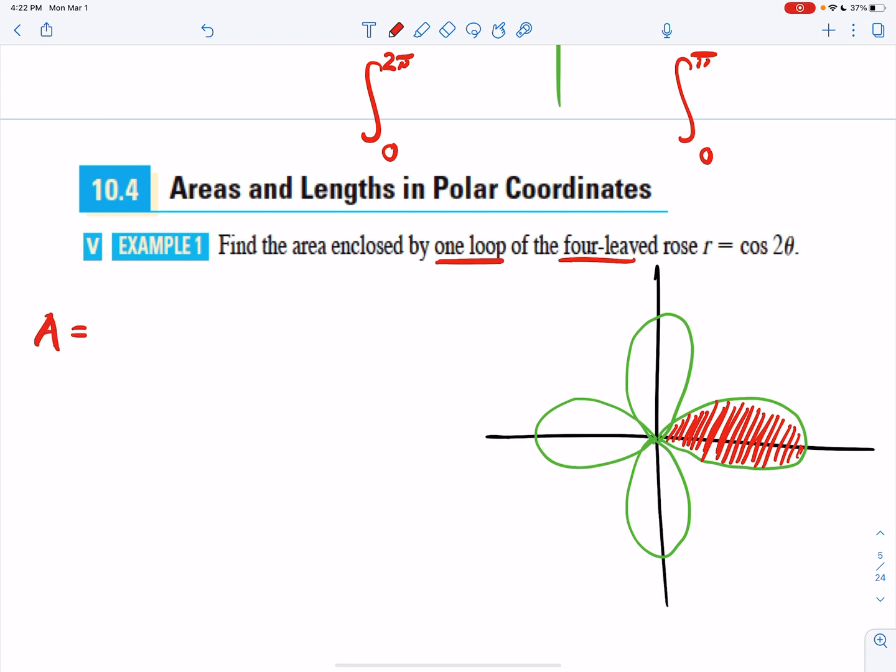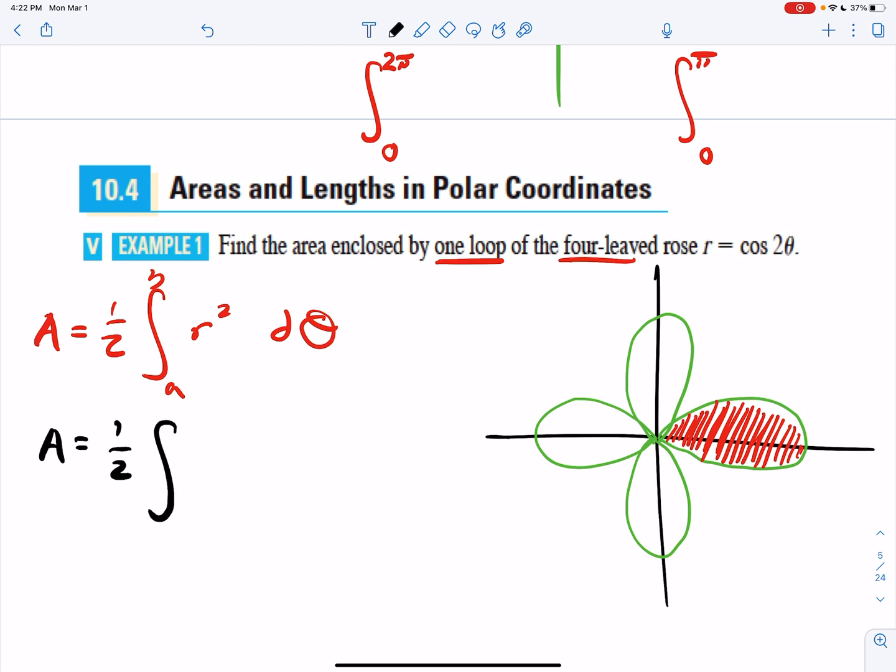Area equals 1/2 the integral from a to b of r squared d theta. I'm going to write it out every time so that I remember it, okay? So let's plug in what we know. We know that area will equal the 1/2. Now we have to figure out our bounds. Okay, how do we figure out our bounds? Press play when you figured it out.